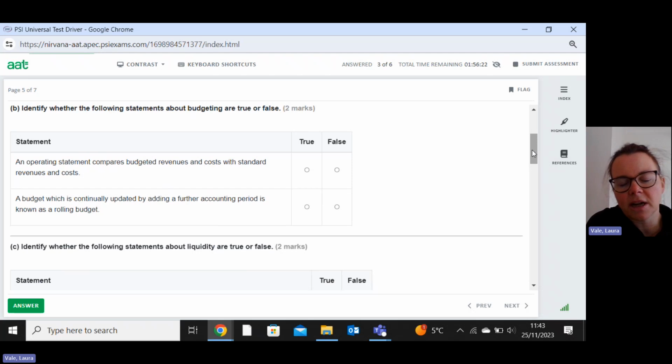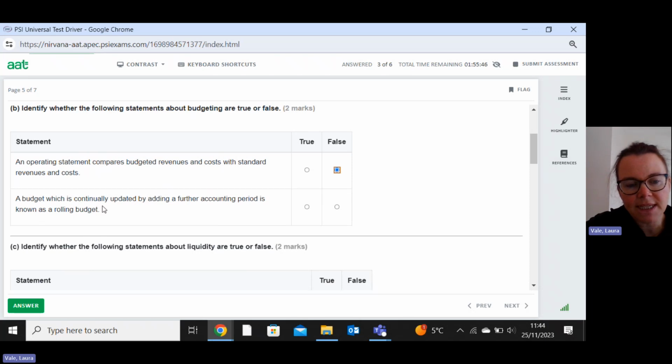Right, so just to decode this, an operating statement is the thing you do when you might flex your budget and then you compare that to your actual to work out your variances. So does it compare budgeted figures with standard figures? Well, no, it doesn't. Standard cost is how much it costs to make one item. So the operating statement actually compares budgeted figures with actual figures. So therefore, that one is false.